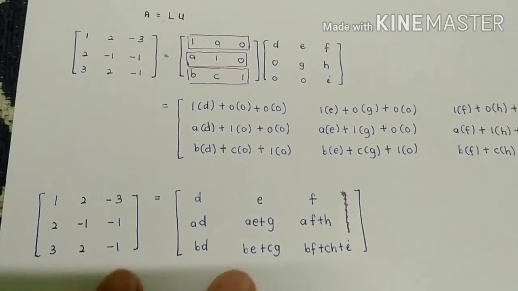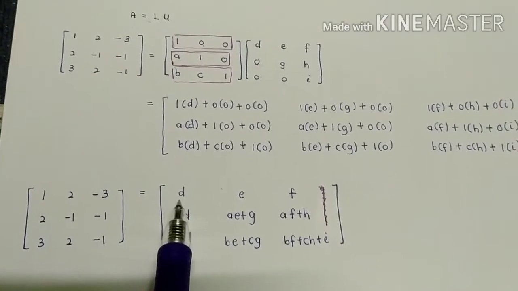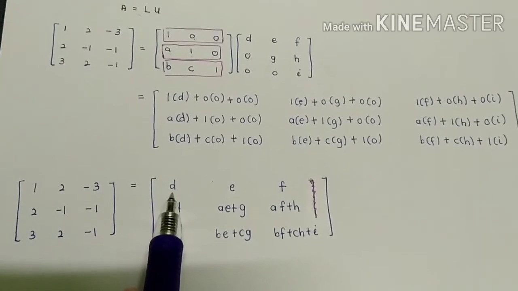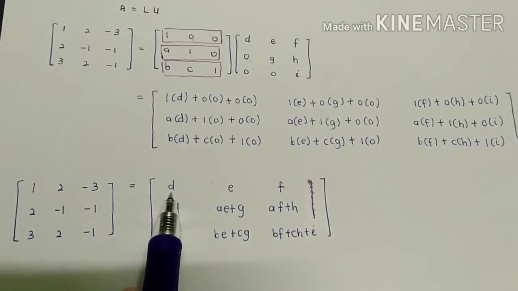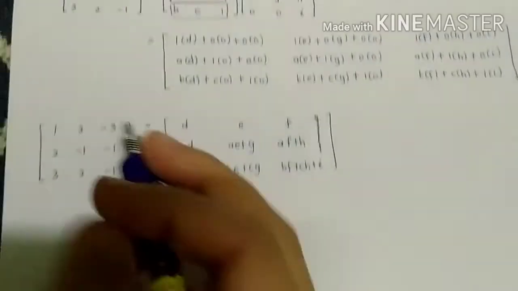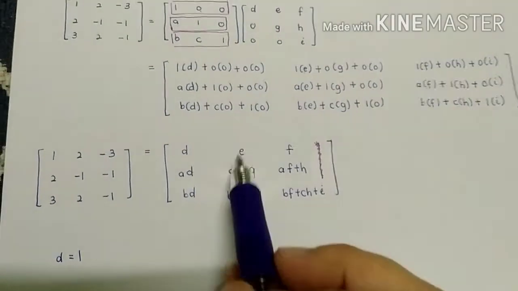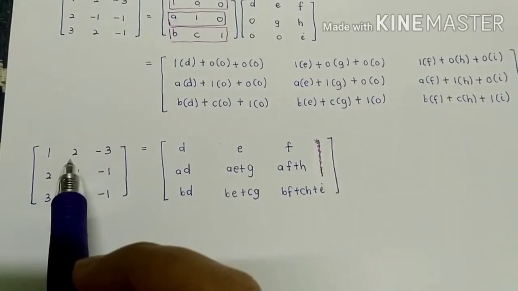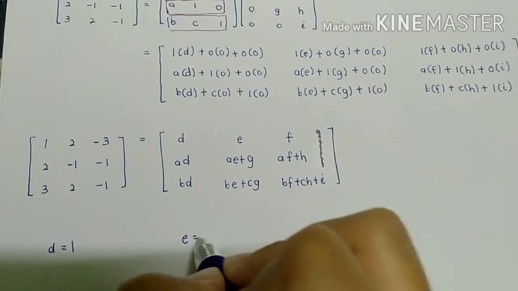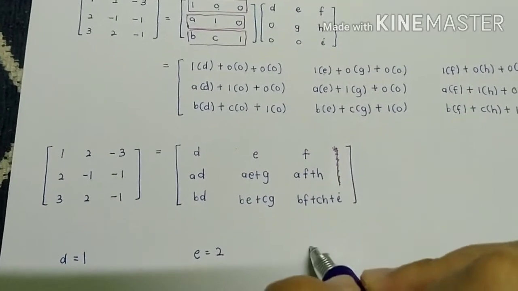So we compare both sides based on their positions. For example, D on the right hand side is in the position of the first row and first column. For matrix A, the first row and first column, the number is 1, so D equals 1. Then E, we compare with matrix A, so E is equal to 2. And then F is equal to negative 3.